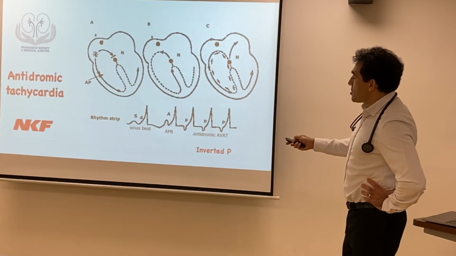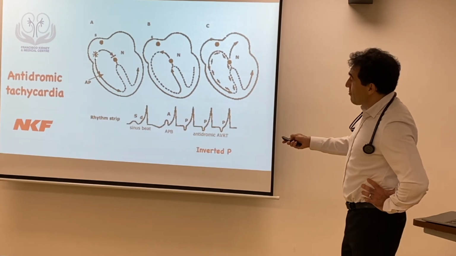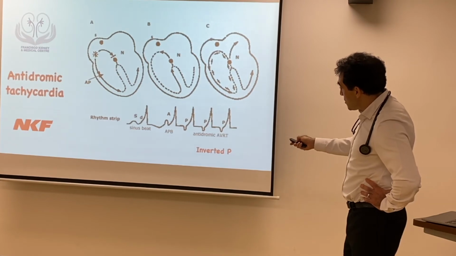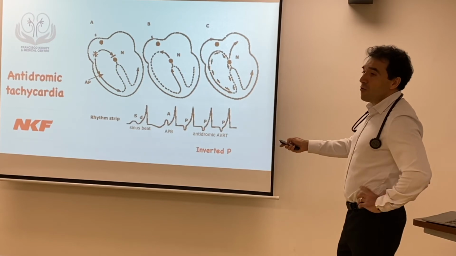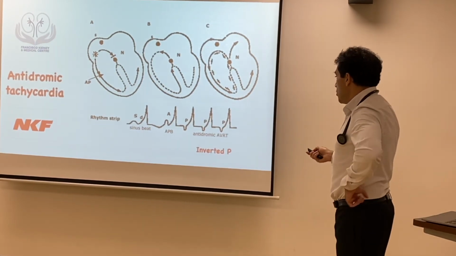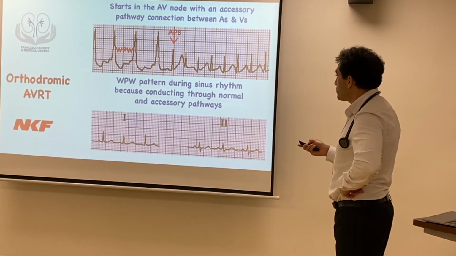If the stimulus now travels faster in this accessory path, what we call retrograde, and then starts activating the ventricle in this way, and now goes in this direction, that is what is called antidromic. So now it's going the other way around. Yeah. So there are differences on the ECG on those ones.